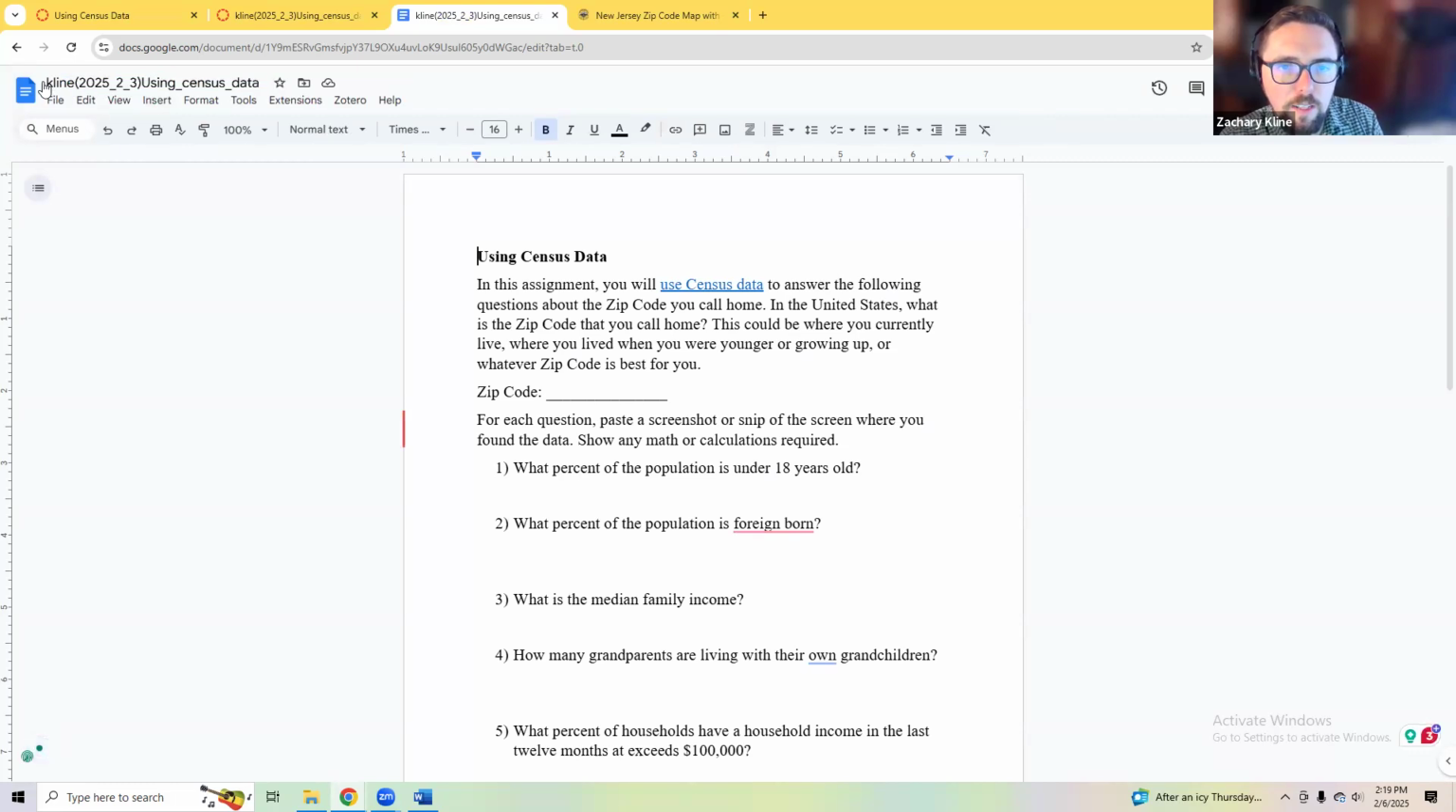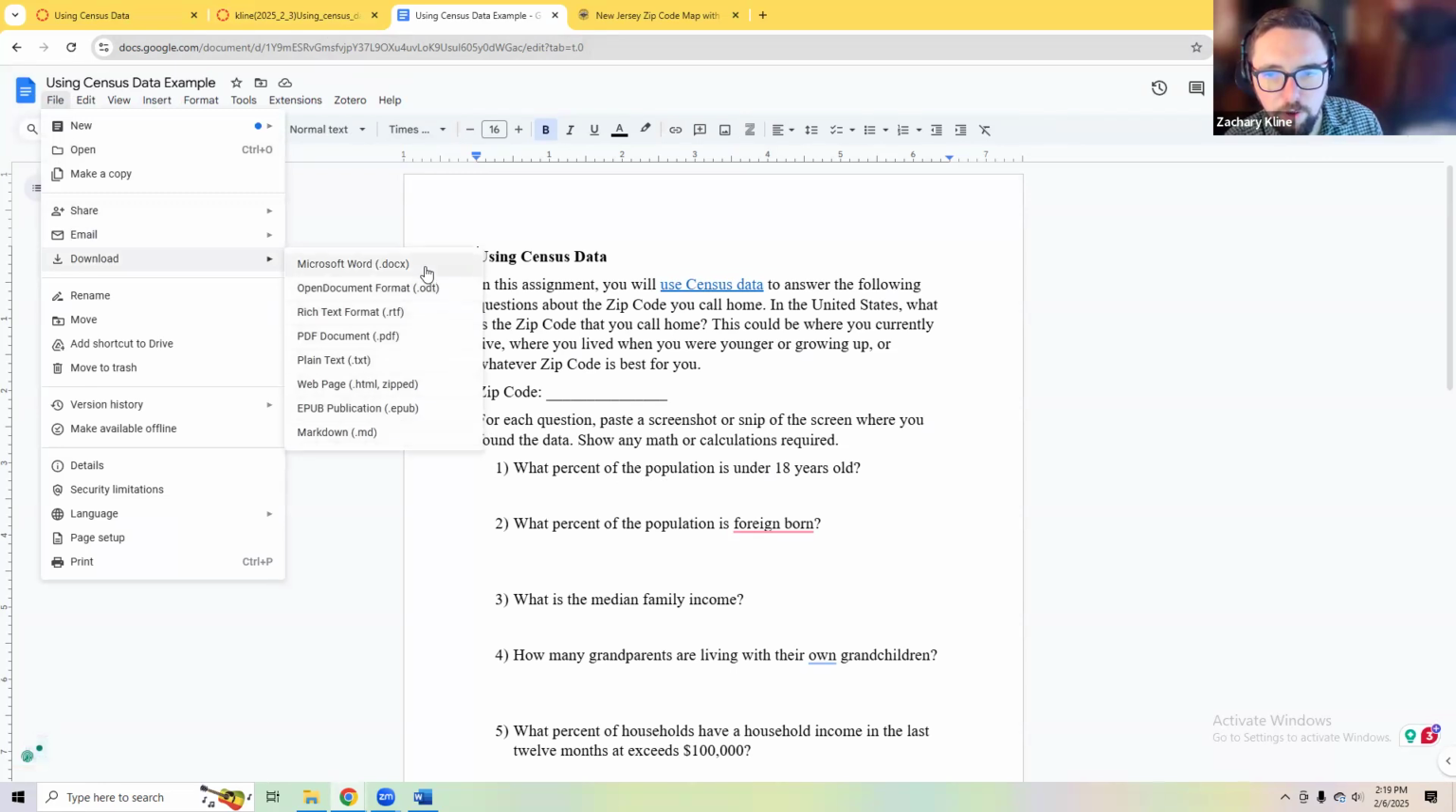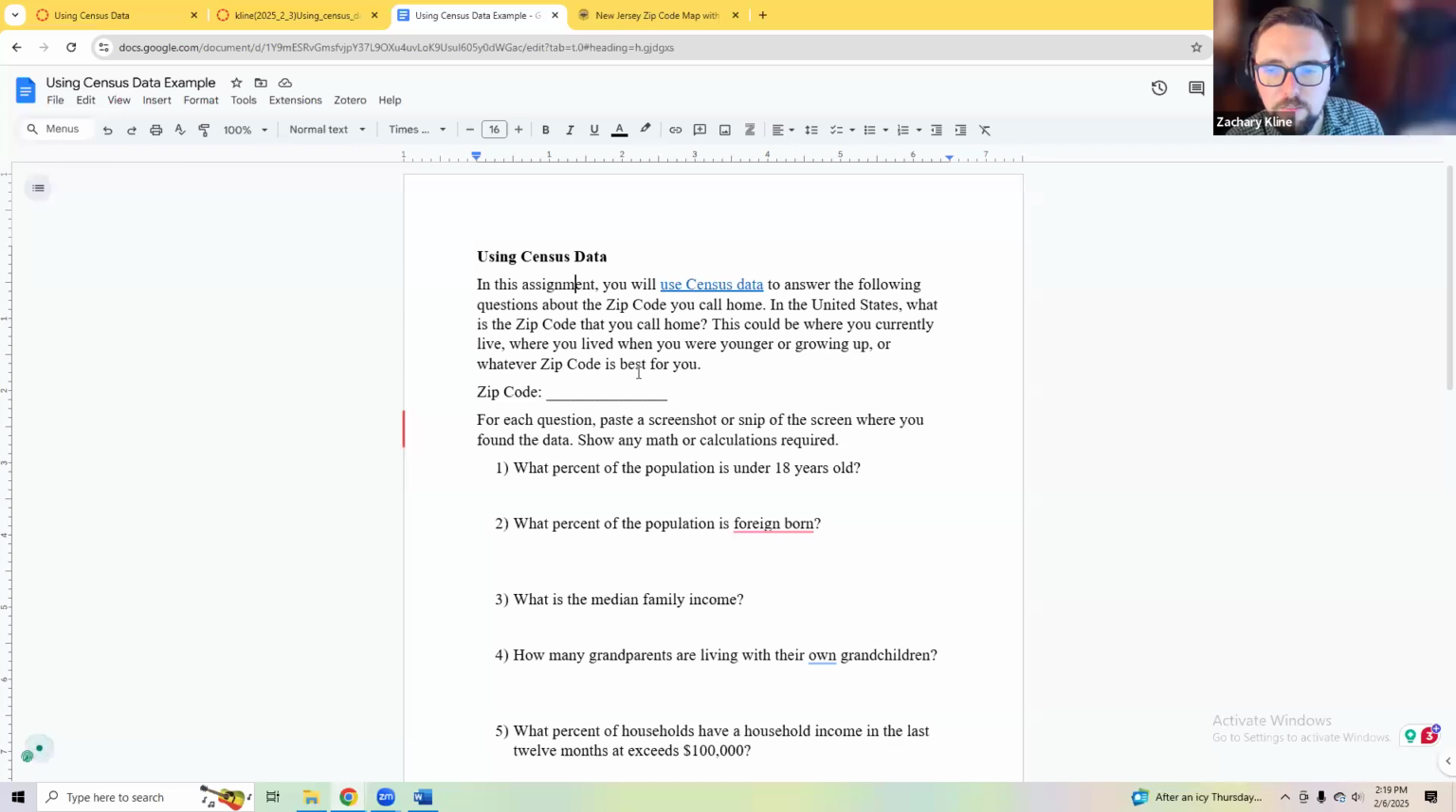Now I'm going to work from Google Docs just so that I can share the example, and I'll share this on Canvas. One note I want to make, though, is that you should not submit on Canvas directly as a Google Doc. Instead, when you finish the assignment, you're going to go to File, Download as a Microsoft Word document. You'll download it here, and that will be what you submit to Canvas.